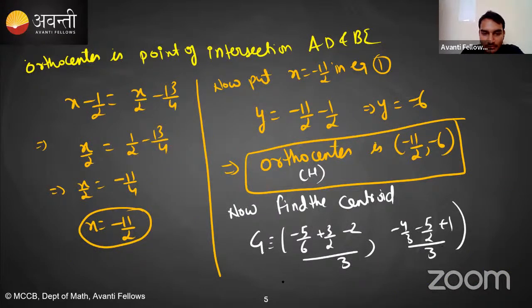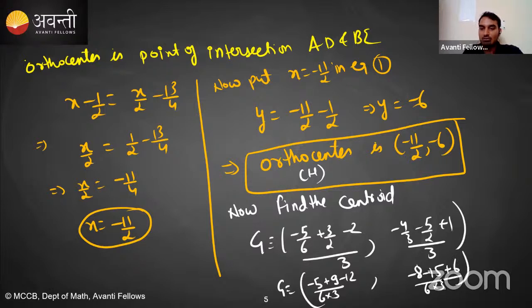Simplify this a little. How much did you get? It is written 6 into 3 in the denominator. What is this? -5 + 9 - 12, comma, now 3 and 6, 6 into 3. So what is this? 2 minus 8. What is this? 3 minus 15 plus 6. So this is your centroid.